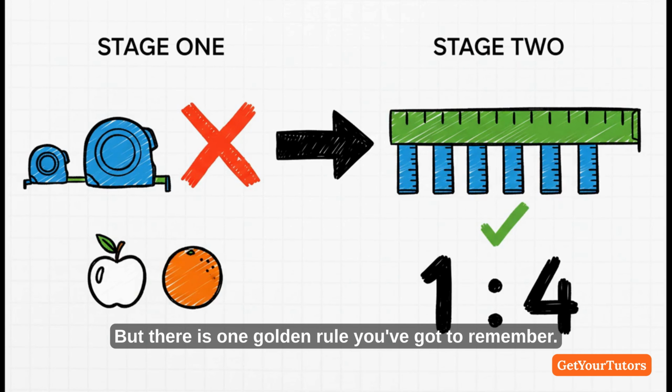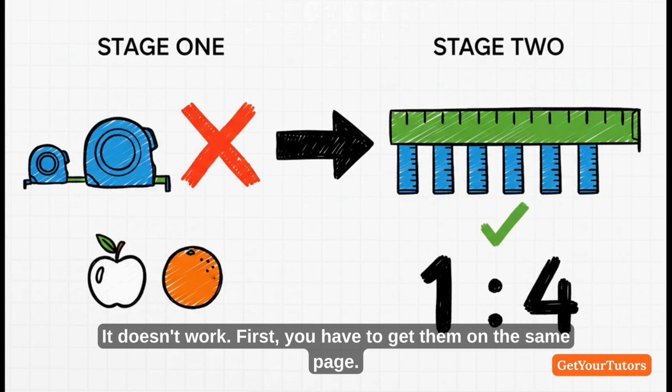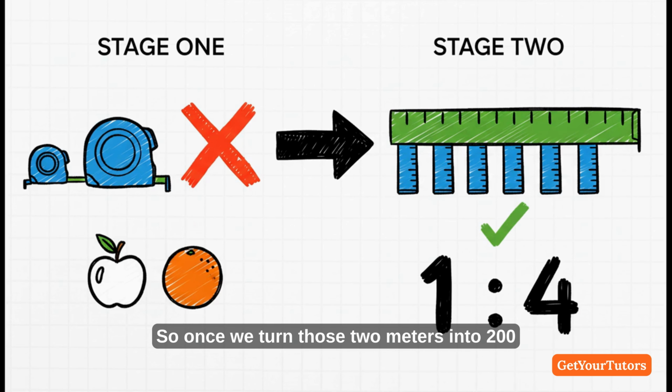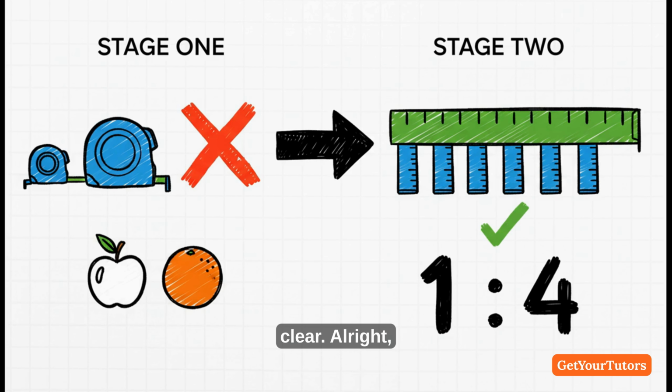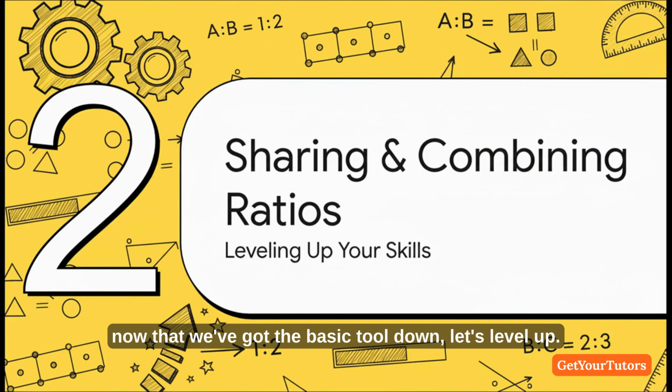But there is one golden rule you've got to remember. You have to be comparing like with like. You can't just compare 50 centimeters to 2 meters. It doesn't work. First, you have to get them on the same page. So once we turn those 2 meters into 200 centimeters, boom, the true relationship of 1 to 4 becomes crystal clear.